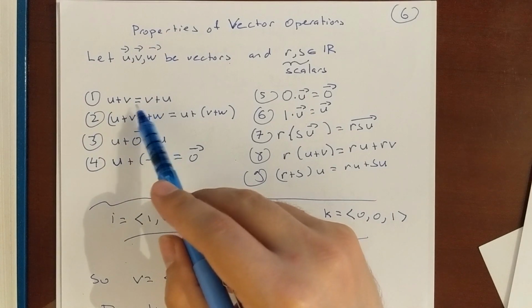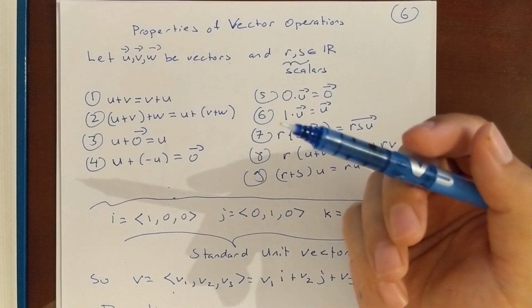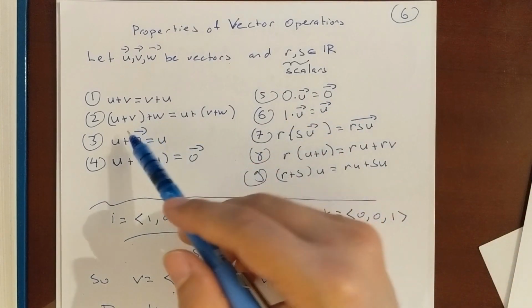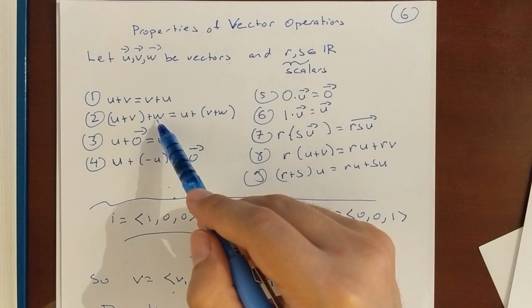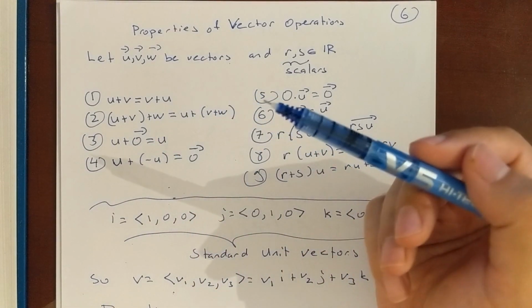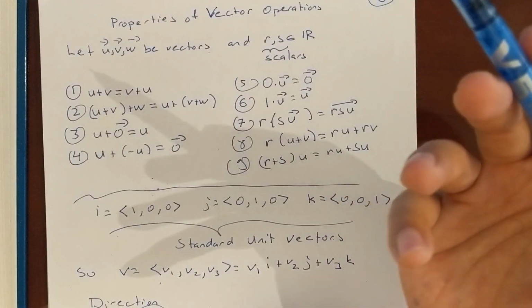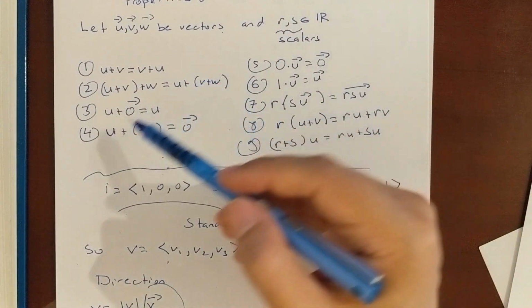When you're adding 2 vectors, u plus v is the same thing as v plus u. So vector addition is commutative. You can change the order. And it's associative, right? Adding u plus v, plus w, is the same thing as u plus v plus w. So that means you can drop the parentheses basically. It's exactly the same property of real numbers.